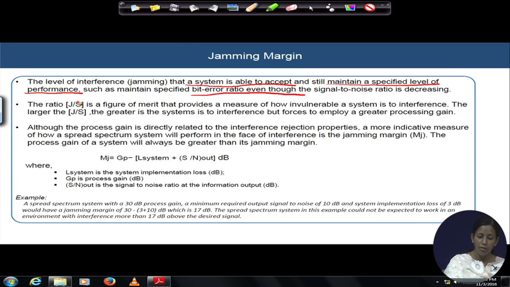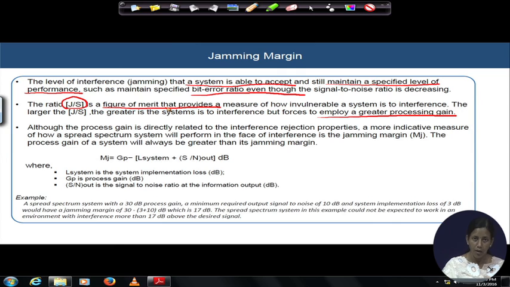The jamming margin usually is considered as the jamming power to the signal power, J by S. It is a figure of merit that provides a measure of how vulnerable your system is to interference. Obviously, we would like a larger value of J by S, because the greater it is, the more resistant the system is to interference. Remember, if you wish to get higher resilience, this factor needs to be higher, which finally boils down to having a higher processing gain.